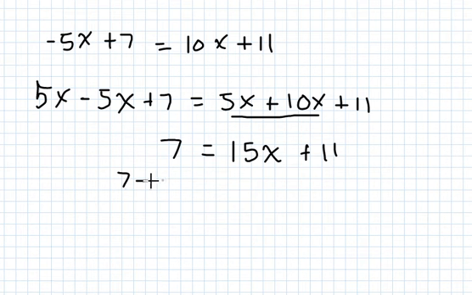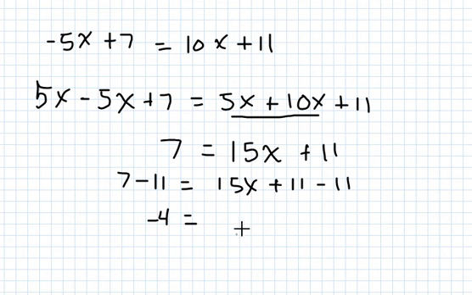So 7 minus 11 is equal to 15x. We have a plus 11, and then I'm going to subtract 11. So now I'm going to be left with 7 minus 11, so that becomes a negative 4, the difference. And because we have a positive 11 and a minus 11, that goes away. That's what the whole idea of that was.